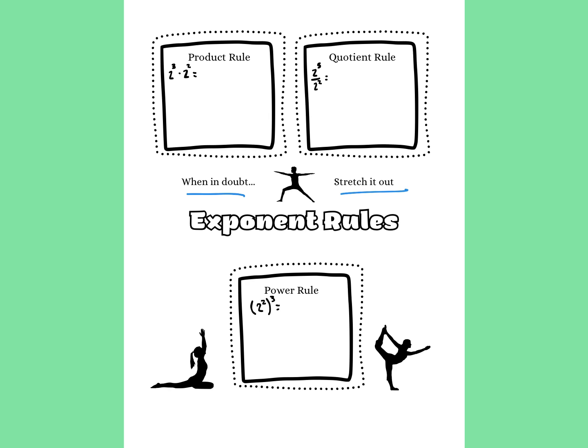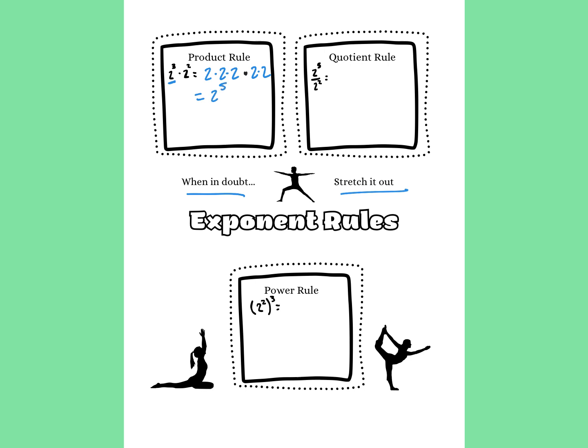So what that means is I'm going to take this 2 to the third. Well, that means I've got 3 2's. And then I'm going to multiply that by 2 to the second. That means I have 2 2's. If I think of this as one big problem now, what do I have all together? I've got 1, 2, 3, 4, 5 2's. So 2 to the fifth.